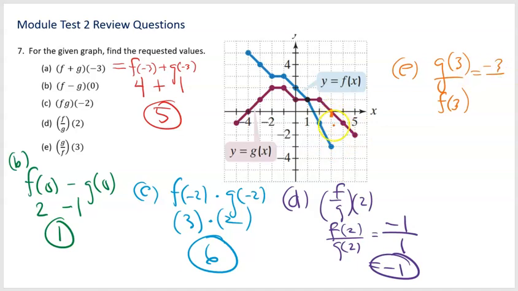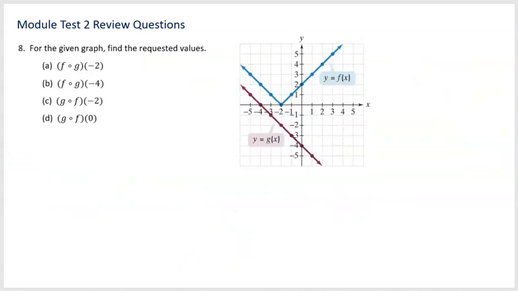Now f of 3, remember f is, I did that backwards. Let me back up. The g graph is the red one, right? The red graph at 3 is actually 0. And then the f is the blue graph at 3 is actually negative 3. And 0 divided by negative 3 is 0.